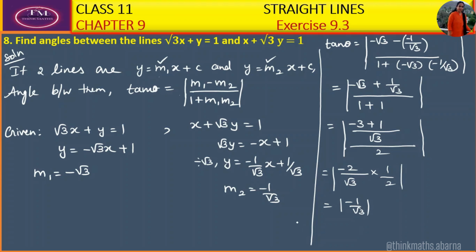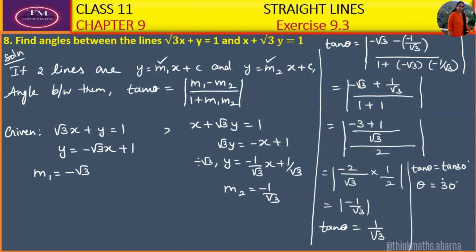Tan theta is equal to modulus of minus 1 by root 3. So tan theta will be equal to, as it is modulus, the negative sign will not come. So it is 1 by root 3. So whose value of tan is 1 by root 3? It is 30 degree. So tan theta is equal to tan 30 degree. So this means theta is equal to 30.